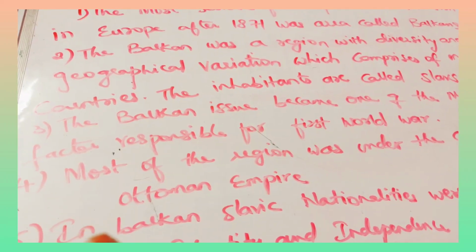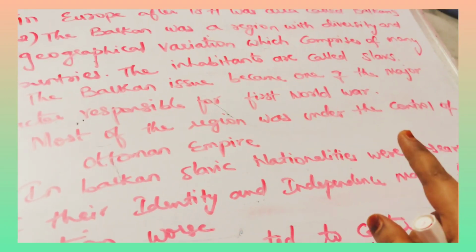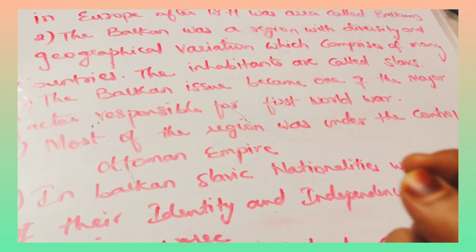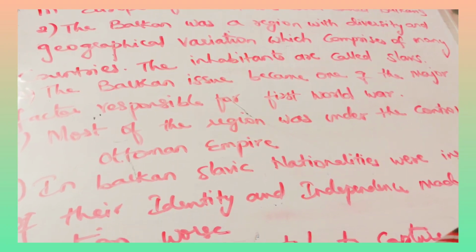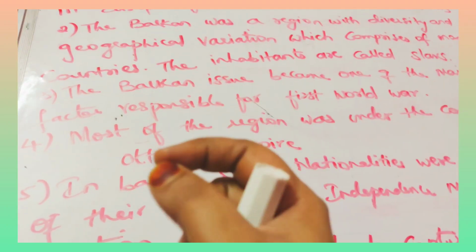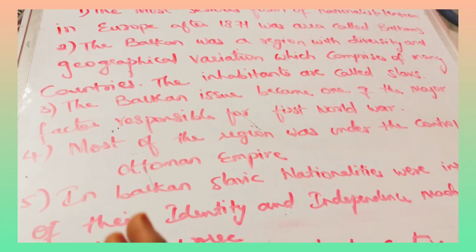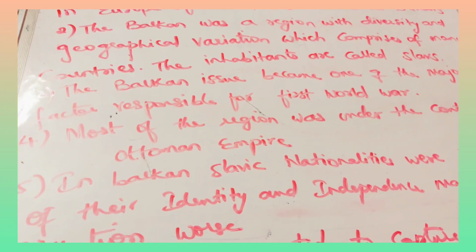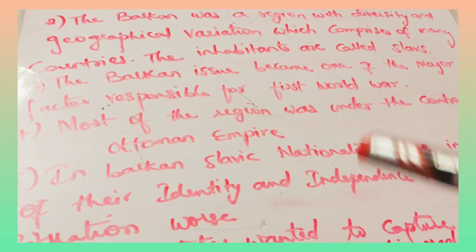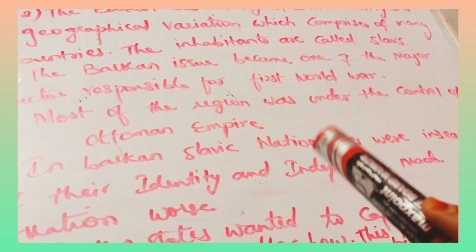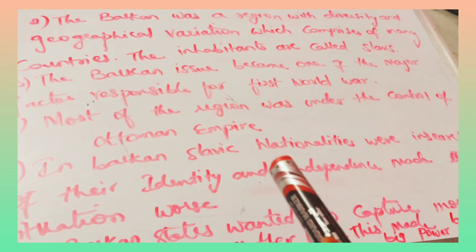The third point you have to write here is that the Balkan issue became one of the most responsible factors for the First World War. This is the main issue for the First World War. The fourth point is that most of the region was under the control of the Ottoman Empire. There was an empire called the Ottoman Empire, and most of the region of the Balkans was under its control.